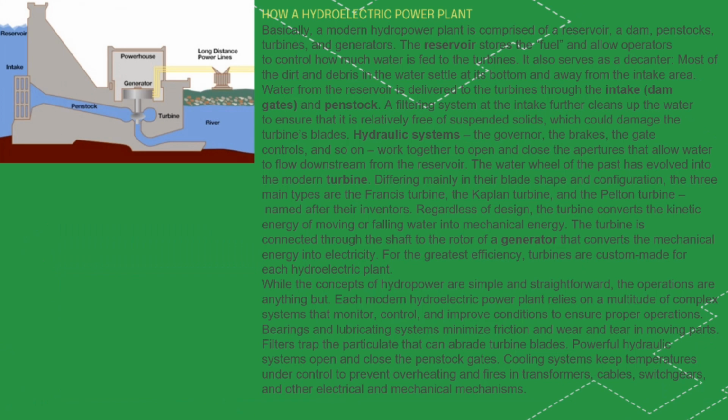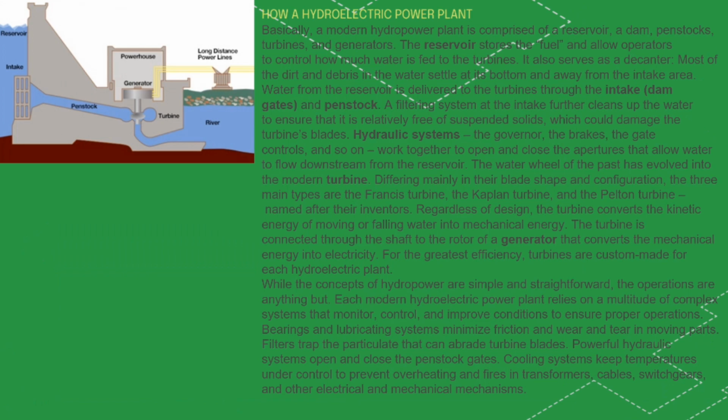Water from the reservoir is delivered to the turbine through the intake dam gate and penstock. A filtering system at the intake further cleans up the water to ensure that it is relatively free of suspended solids, which could damage the turbine blades. Hydraulic systems, the governor, the brake, the gate control, and so on work together to open and close the aperture that allows water to flow downstream from the reservoir.